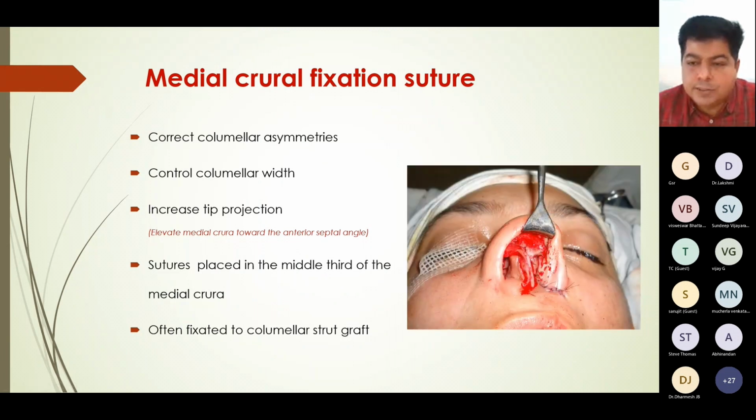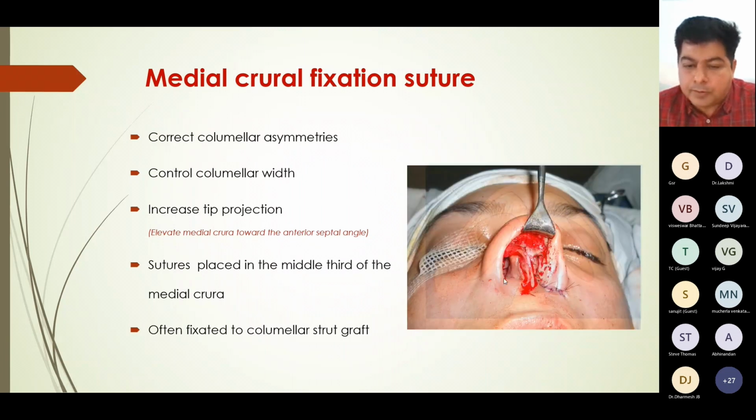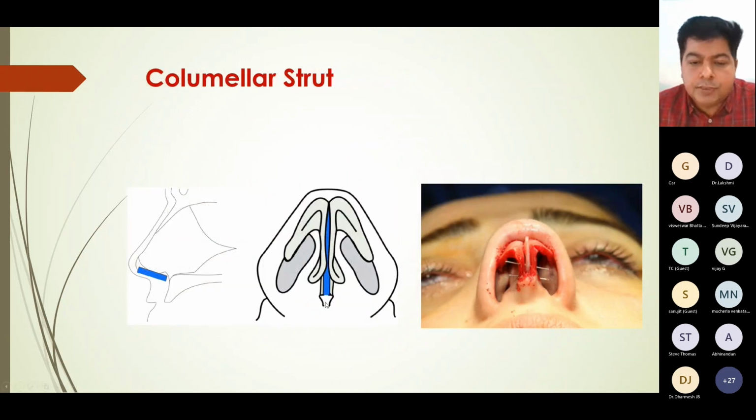What is a columellar strut graft? It is a cartilaginous strut which is put in between the two medial crura, and which supports both these lower lateral cartilages, the lower one-third construct. This is especially required in cleft rhinoplasties. Otherwise, also in rhinoplasties in which you have altered the relationship between these two cartilages, it is better to put it. So this is how it is put. Earlier there was a trend of fixing it in the lower part to the maxillary crest. Now most of the surgeons would not fix it and leave it free floating, which will give a more natural appearance to the nose.